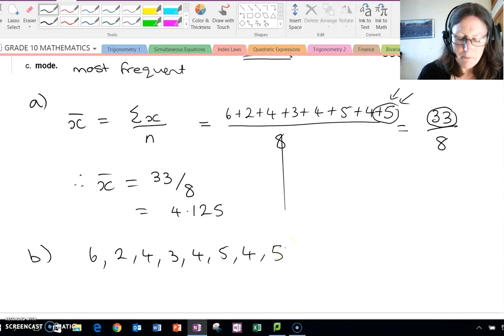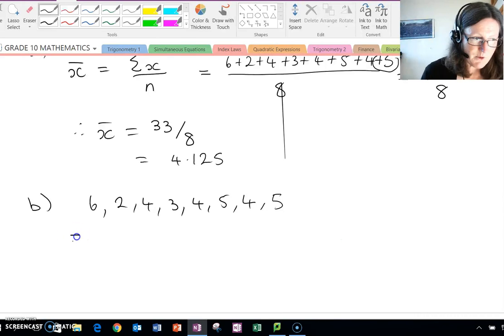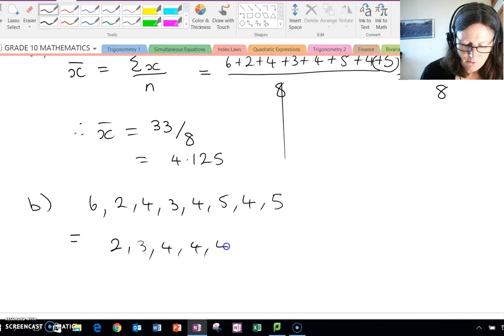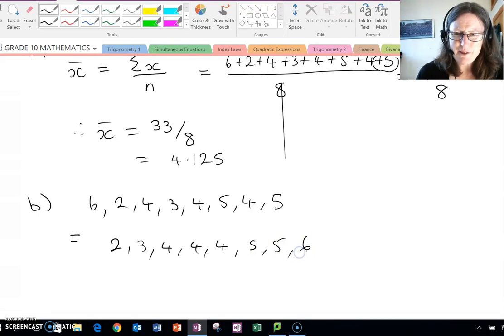So to find the median, I need to put those scores in order from lowest to highest. So 2, 3, 4, 4, 4, 5, 5, 6. Now there's 8 scores. I'm just going to check I haven't forgotten to write one down. 1, 2, 3, 4, 5, 6, 7, 8. Perfect. There's 8 scores. There's 2 ways to do median.